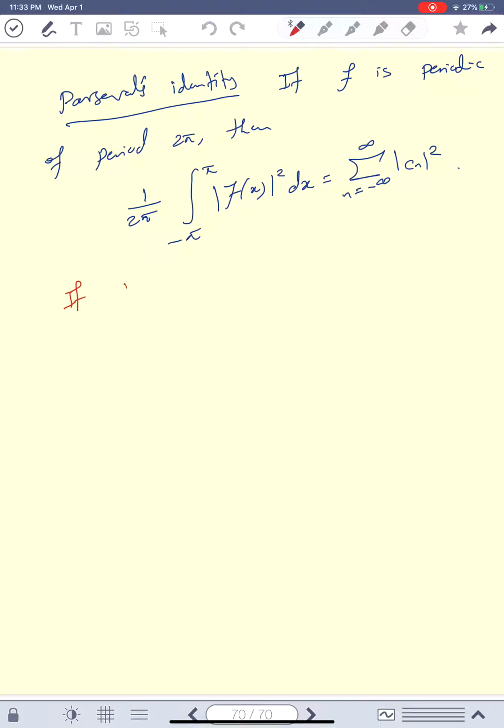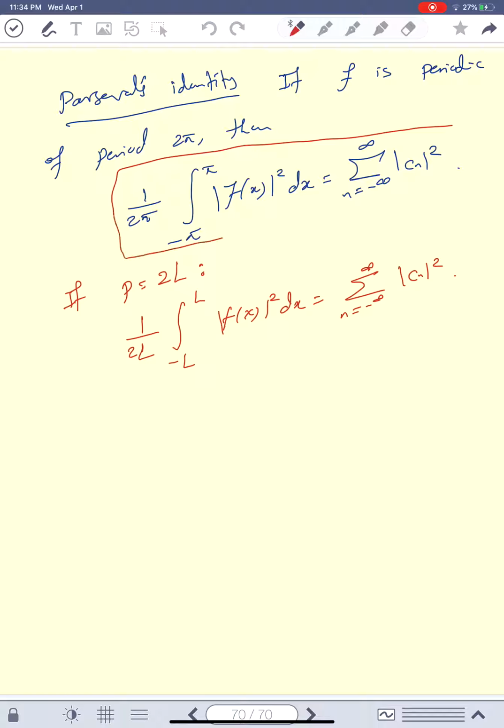Okay, so this is the summary of Parseval's identity, and I'm sure at this stage you can expect what happens if the period was 2L. I'm sure that everybody sees it, right? So this is 1 over 2L times the integral from negative L to L of f of x squared, which is equal to the sum from negative infinity to infinity of the absolute value of cn squared. This is Parseval's identity. We need to somehow memorize it.